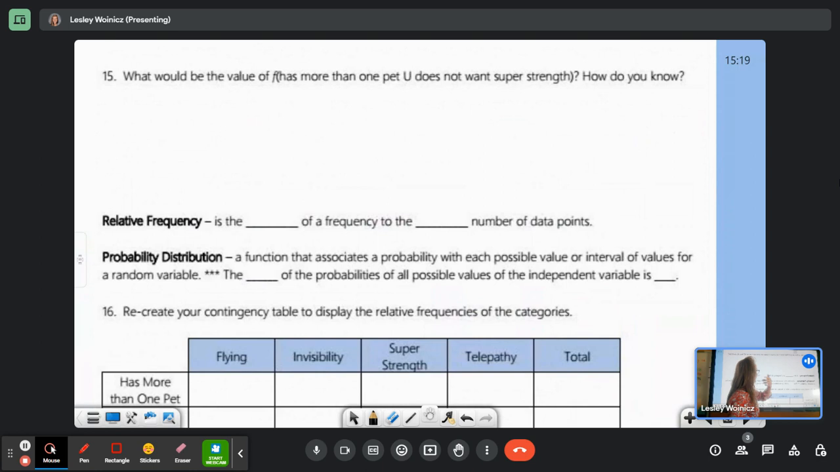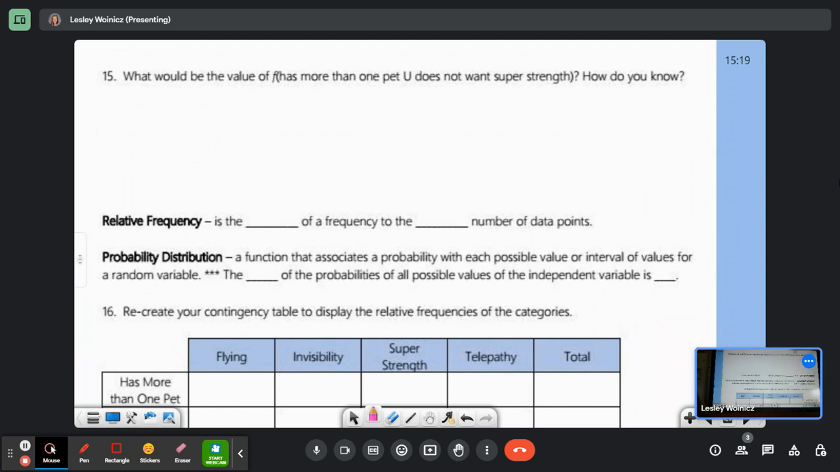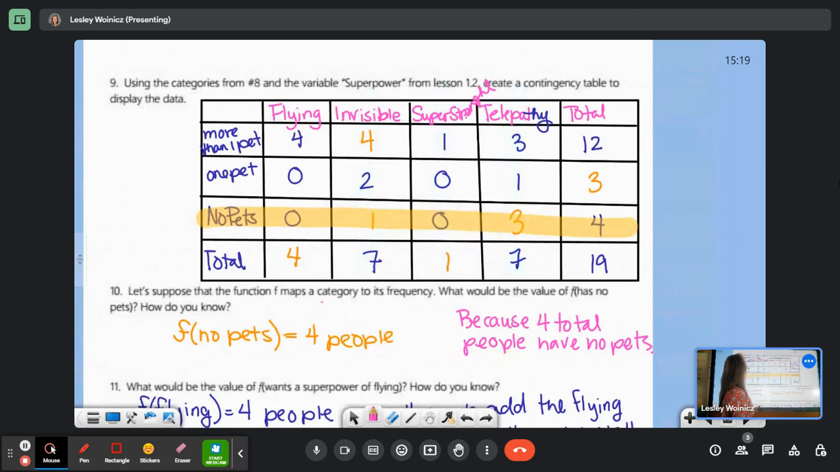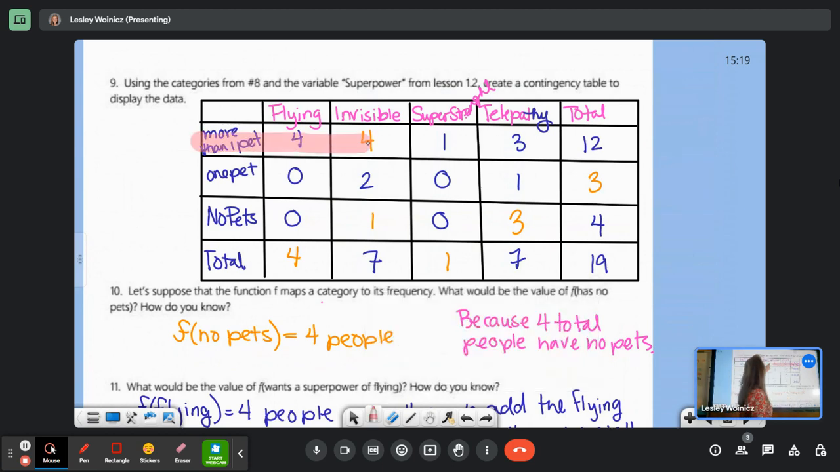Okay, what about the value of f of has more than one pet, union does not want super strength? Let me get rid of all this stuff. So this time we're after more than one pet and does not want super strength. So how many in that one? Oh shoot, I just did intersection, didn't I?